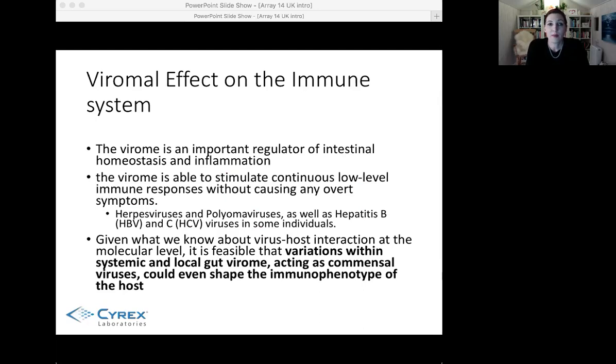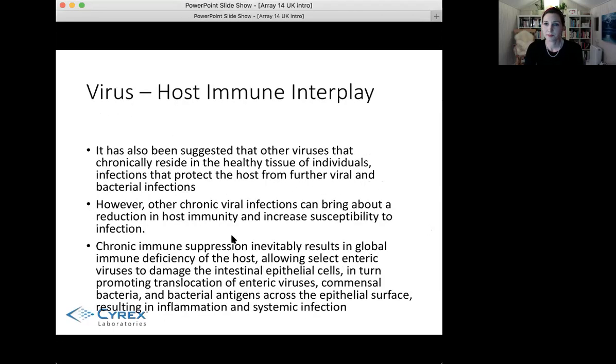So given what we know about virus and host interaction at the molecular level, it's actually a feasible summation that variations within the systemic and local gut virome act as commensal viruses. We have this relationship also with our bacteria. There is no reason to think that it wouldn't be the same with the viruses, and that viruses can even shape the immunophenotype of the host. So the relationship that you have with the viruses and the makeup of your virome can impact your immunophenotype and actually affect, both positively or negatively, your immune system, in simple terms.